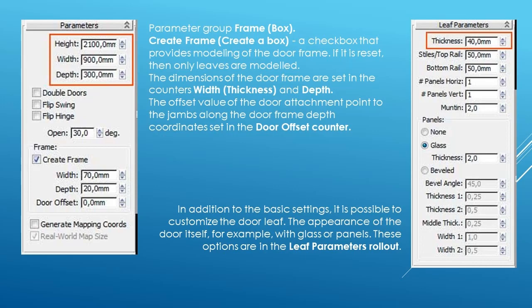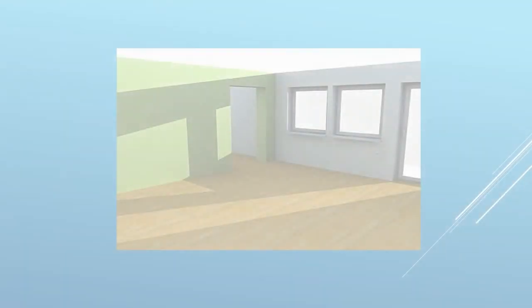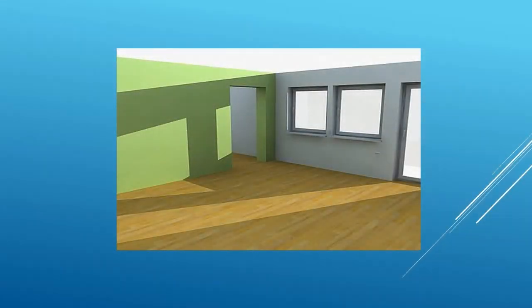In addition to the basic settings, it is possible to customize the door leaf, the appearance of the door itself, for example, with glass or panels. Those options are in the leaf parameters rollout. On this picture you can see an approximate preparation of the scene which in the next step we will fill with furniture.